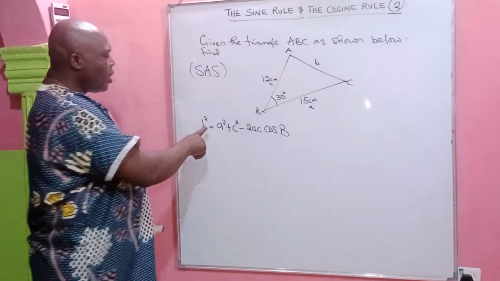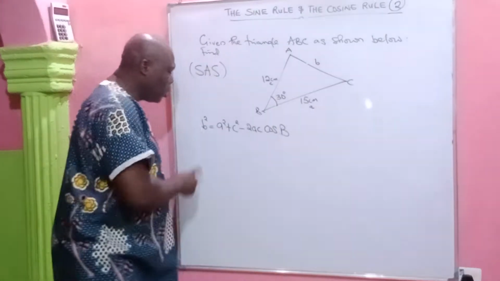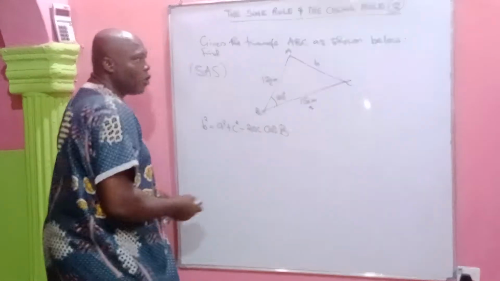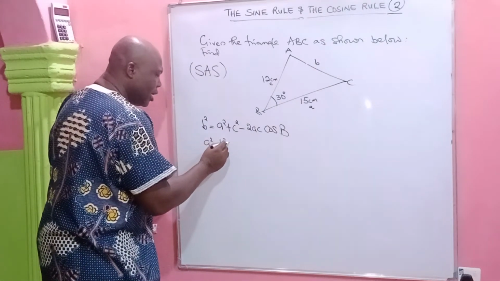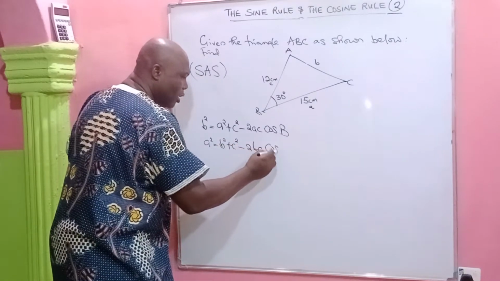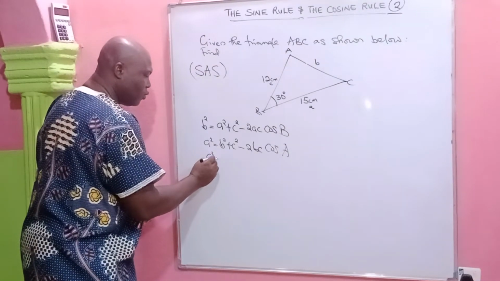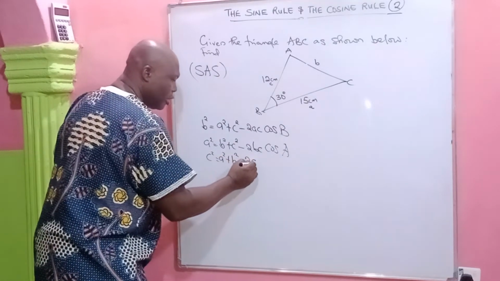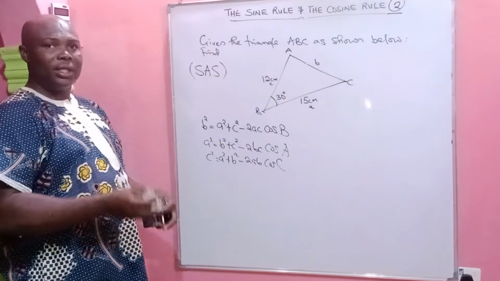So our b squared will be equal to a squared plus c squared minus 2ac cos of angle B. But if we are looking for a squared, the small side a, a squared will be equal to b squared plus c squared minus 2bc cos of angle A. Assuming we are looking for c squared, it will be a squared plus b squared minus 2ab cos of angle C. So those are the formulae you can use, from the previous slide.